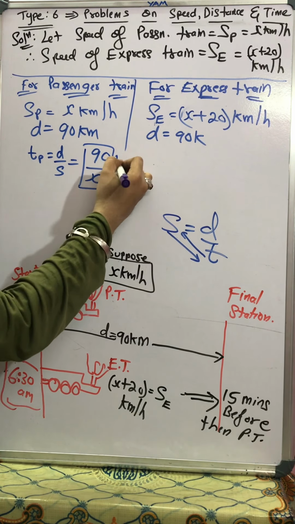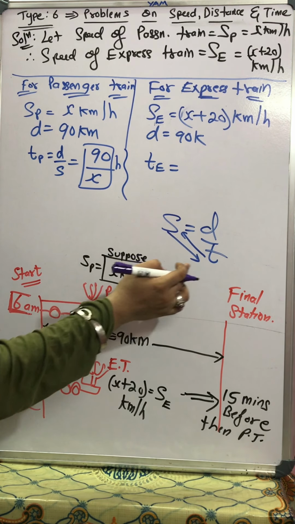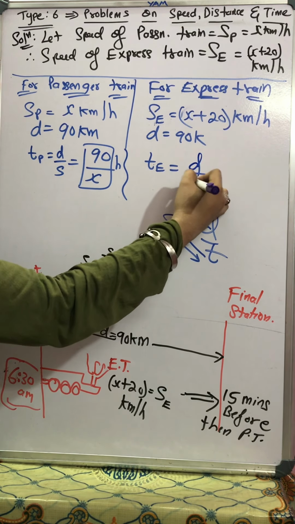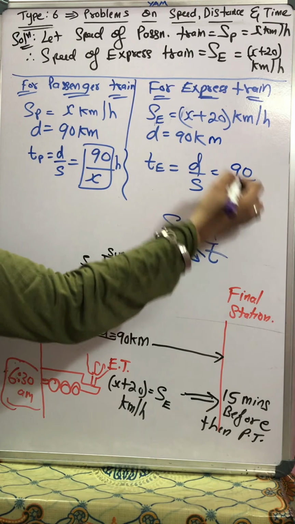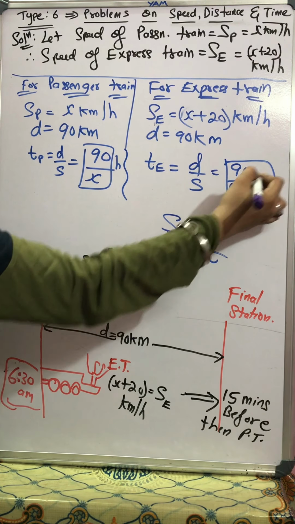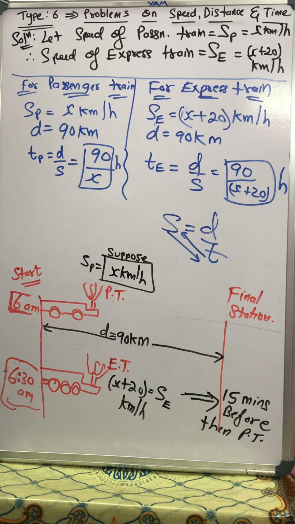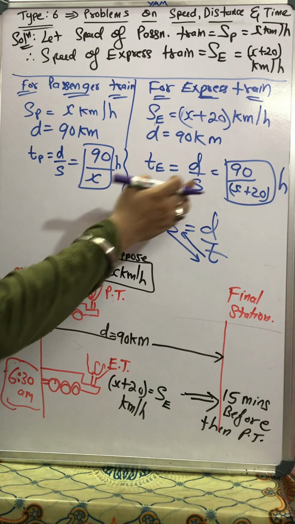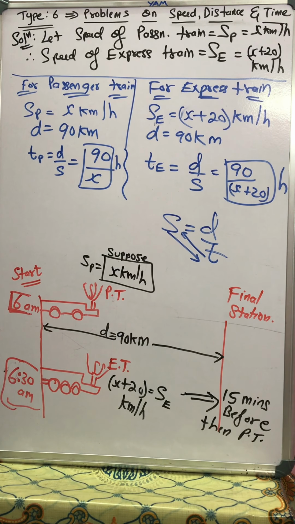Similarly, time for express train is distance upon speed. Time goes up, speed comes down. Distance is 90 kilometers. Speed is x plus 20, in hours. So we understood that 90 upon x is the hours required to reach the final destination for passenger train, and 90 upon x plus 20 is for the express train.